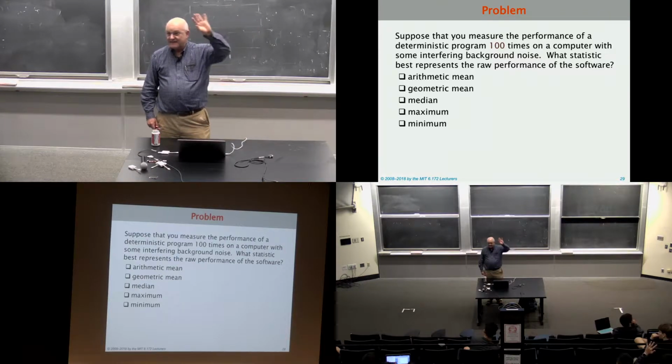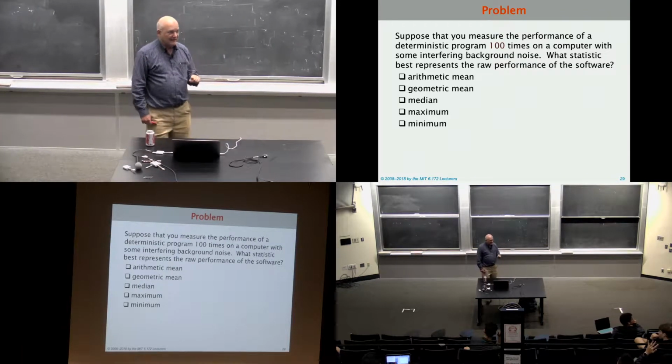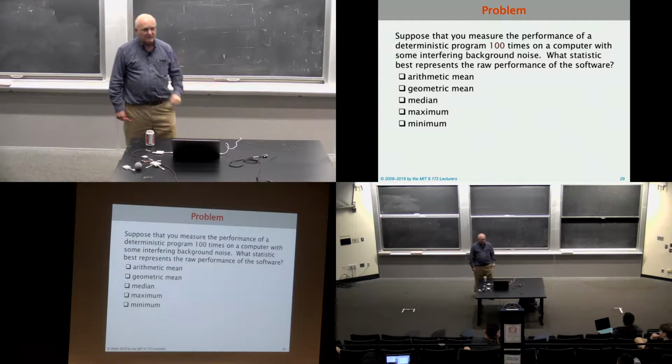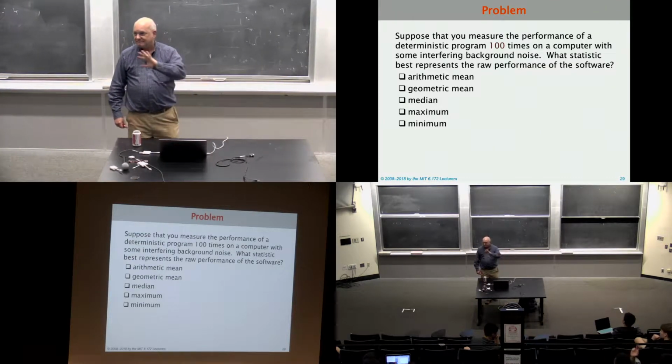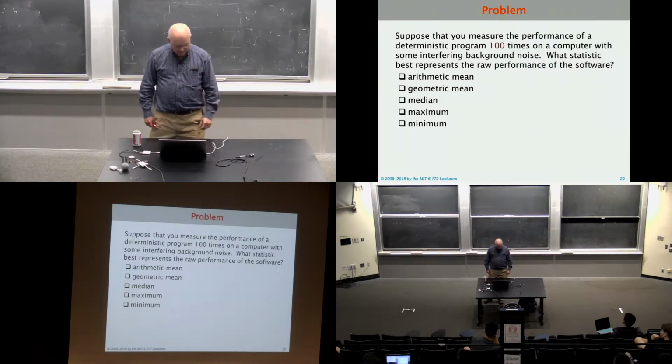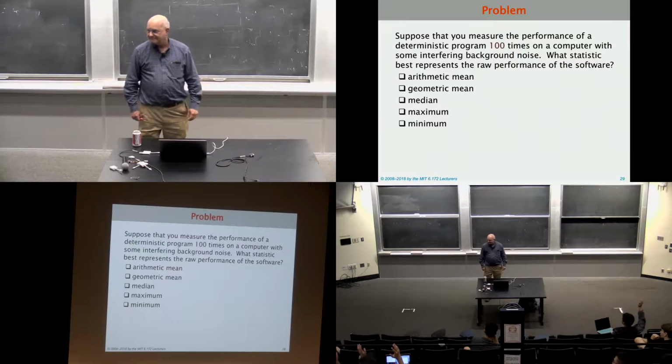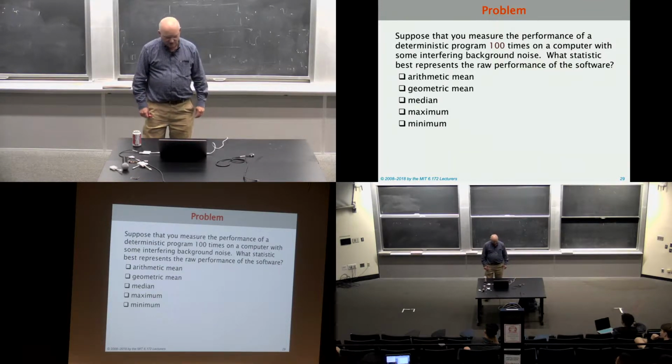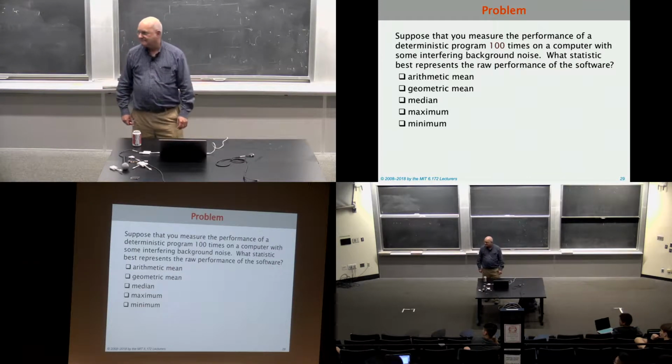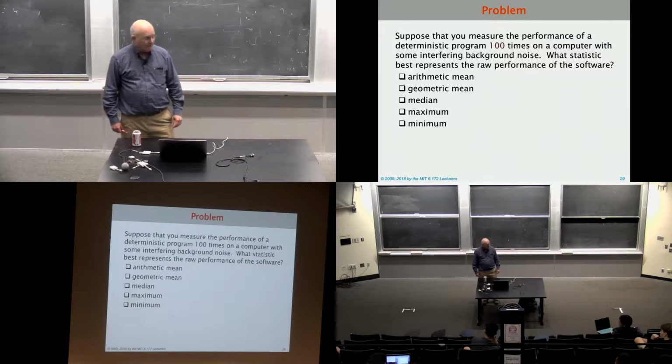Okay, how many people think arithmetic mean would be a good way of measuring the raw performance? Arithmetic, that's the most common statistic that we ever gather. What about geometric mean? What about median? Okay, good. What about maximum? One for maximum. What about minimum?